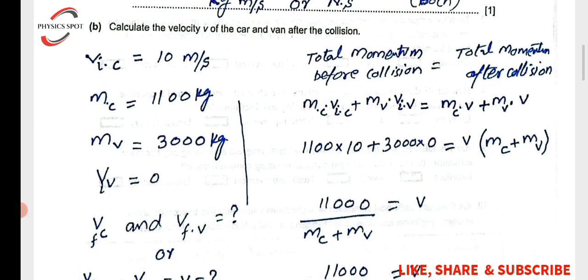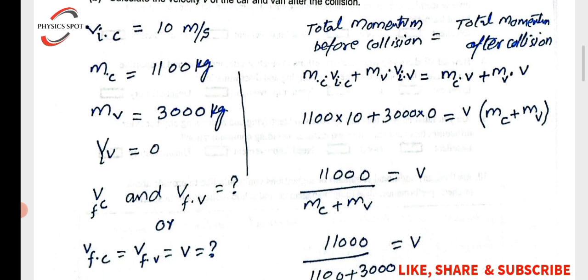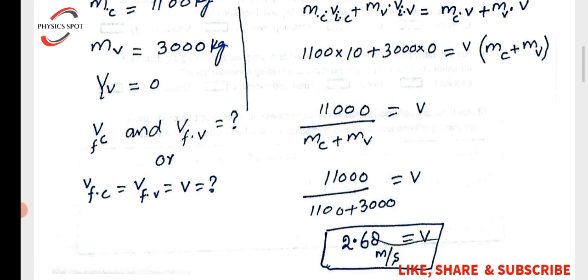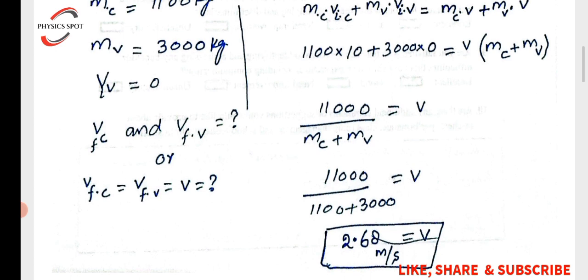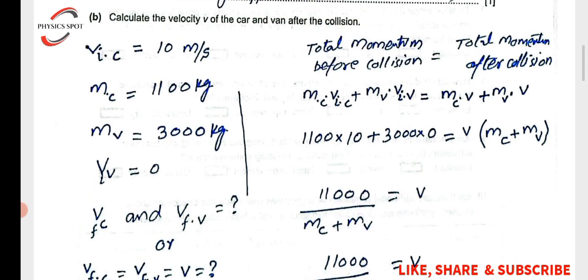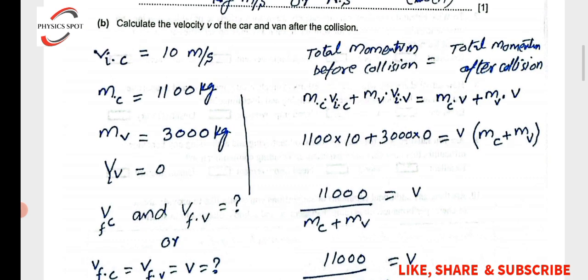So the final velocity of car and final velocity of van we have to find, and both are moving with the same velocity. So the final velocity of car will be equal to the final velocity of van, that will be equal to v, meaning velocity. Applying the law of conservation of momentum, total momentum before collision is equal to total momentum after collision. Before collision, mc dot vic, mass of car times initial velocity of car, plus mv dot viv, mass of van times initial velocity of van. This is the momentum. First we write momentum of car, plus initial momentum of van, is equal to final momentum of car mc dot v plus final momentum of van mv dot v.